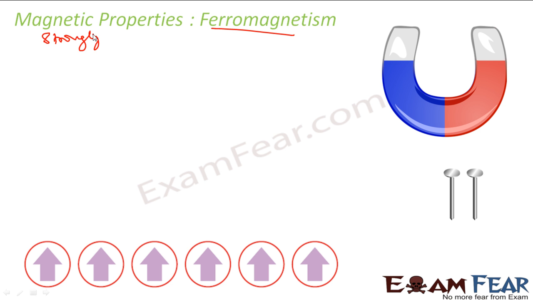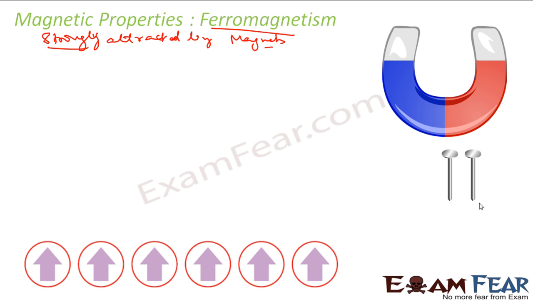So earlier, paramagnetic and diamagnetic substances were weakly attracted. This is strongly attracted by a magnet, right? If you take any iron object near the magnet, you will see it will be attracted. This iron nail is attracted by this magnet, and these are called ferromagnetic substances. The word ferro actually came from iron, because iron is a very strong ferromagnetic substance.